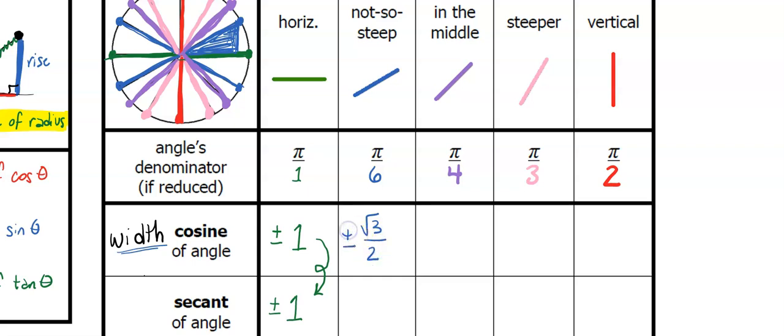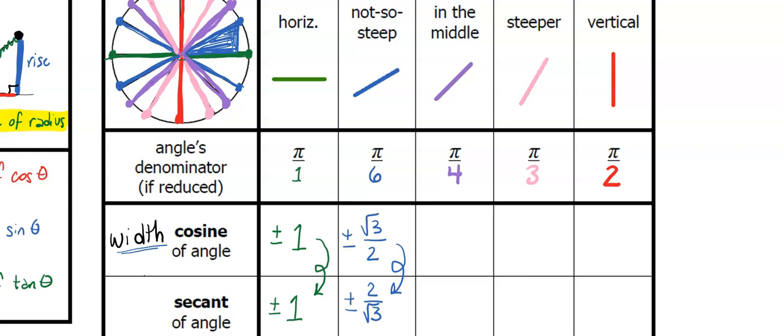Might be positive, might be negative, and that tells me secant is 2 over the square root of 3. And you can rationalize if you want to. Honestly, in AP Calculus, we don't even bother rationalizing for final answers.